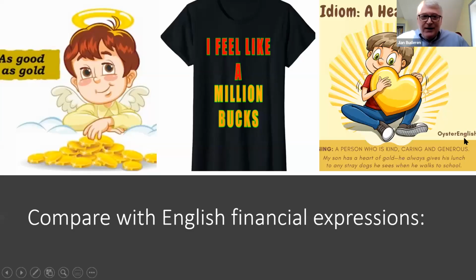Compare that with English, right? Which is called the language of finance, right? Everything we have has to do with values. So we have, he's as good as gold, not he's as good as bread, right? I feel like $1 million, right? Everything is money, money, money. And he has a heart of gold, right? It's worth it. It's not worth it. We're always thinking in terms of finance in the Anglo-Saxon mind, okay?